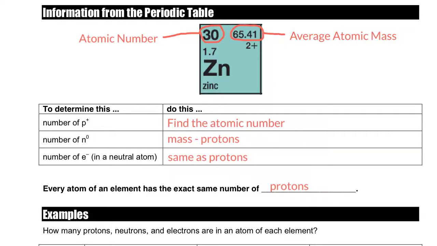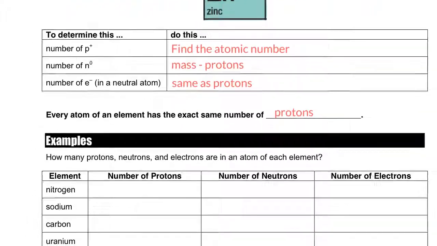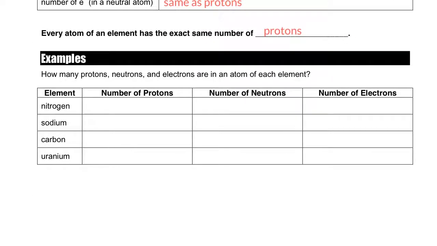And it's very important to remember that every atom of an element has the exact same number of protons. That means every single atom of zinc has 30 protons. If you change the number of protons, you're talking about a different element. So let's work through some examples. We're going to look at how many protons, neutrons, and electrons are in an atom of each of these elements. At this point, I'd like you to find your periodic table, get it out, and start looking for these elements. We're looking for nitrogen, sodium, carbon, and uranium.